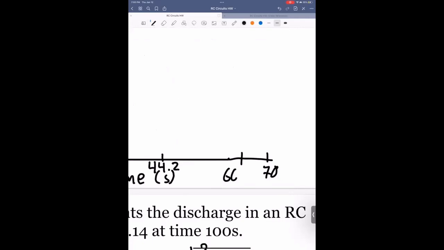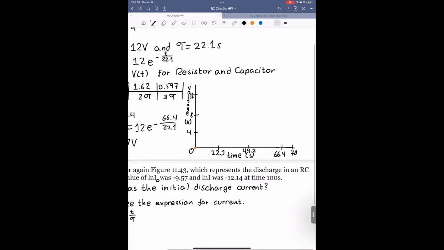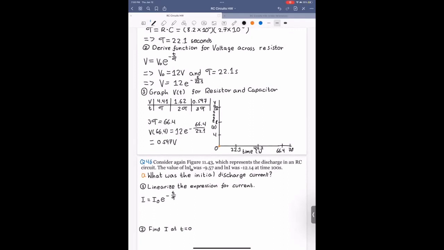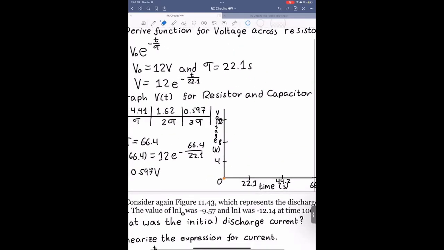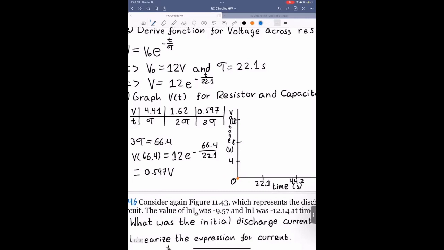And 66.4. All right, now we can plot the values for the voltage across the resistor over time. Let's mark that in blue. So when time equals 0, the resistor has maximal voltage, 12.